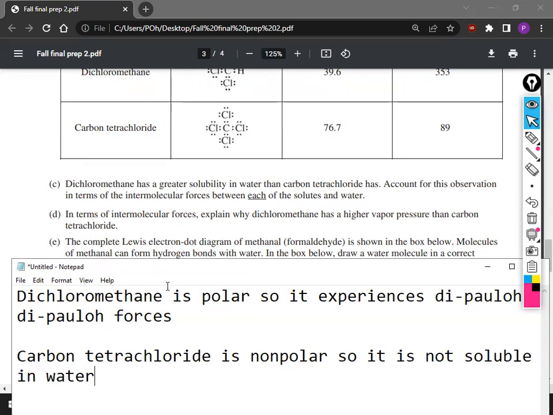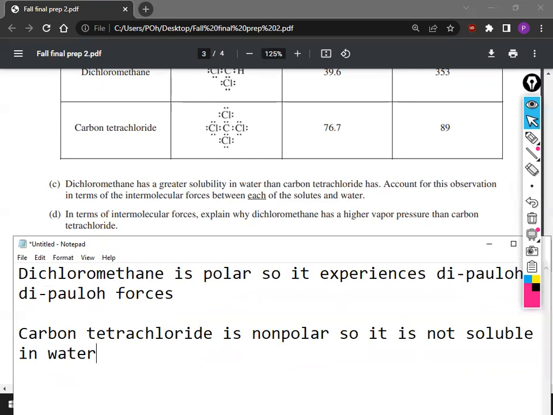Next one. Dichloromethane has a higher vapor pressure than carbon tetrachloride. Vapor pressure is when a substance vaporizes above the liquid, and then it creates that pressure. I want you to try to write an explanation. I'll give you a minute to do that. We're almost out of time, and I think we might just be able to finish. Take a minute, try writing your explanation, and then we'll go over it.